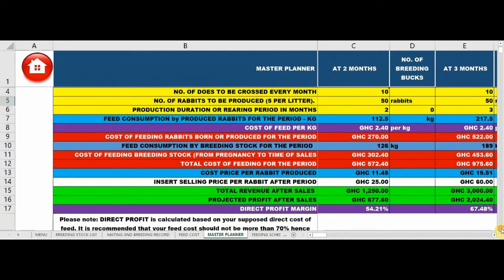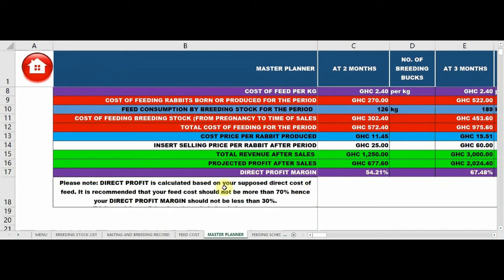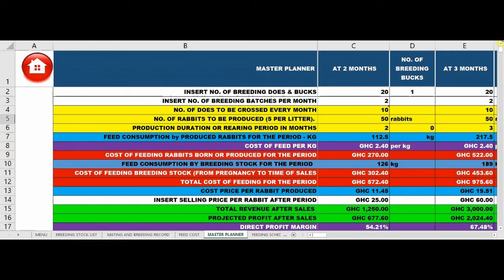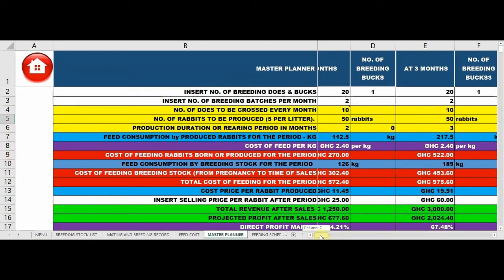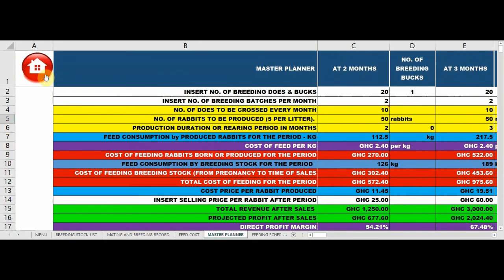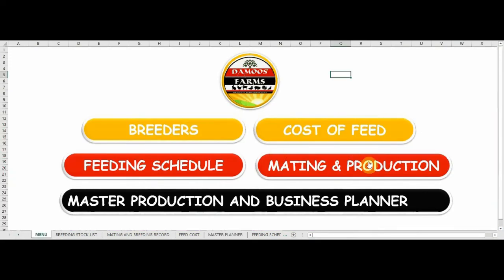Okay, so I have a short footnote here. Please note, direct profit is calculated based on your supposed direct cost of feed. It is recommended that your feed cost should not be more than 70%. Hence, your direct profit margin should not be less than 30%. It's a great guide for all farmers. I'm telling you, I've never seen this anywhere, and I think it's the Ghanaian way of how we keep our rabbits. That's why I've not even decided to extend this to other farmers. I'm on so many Nigerian pages that I could have advertised it on, but I think it fits our Ghanaian setting. So this is it.